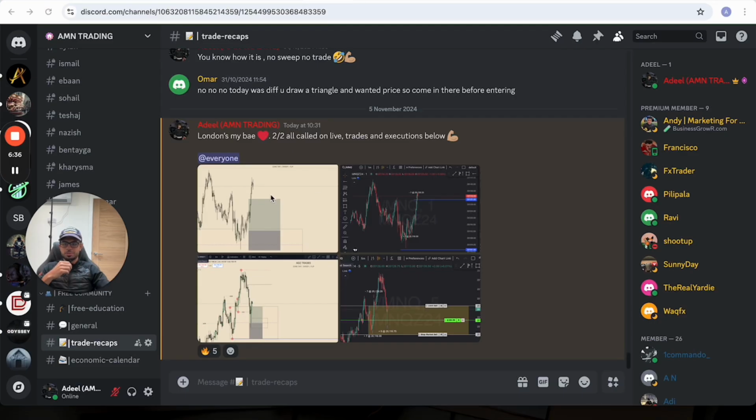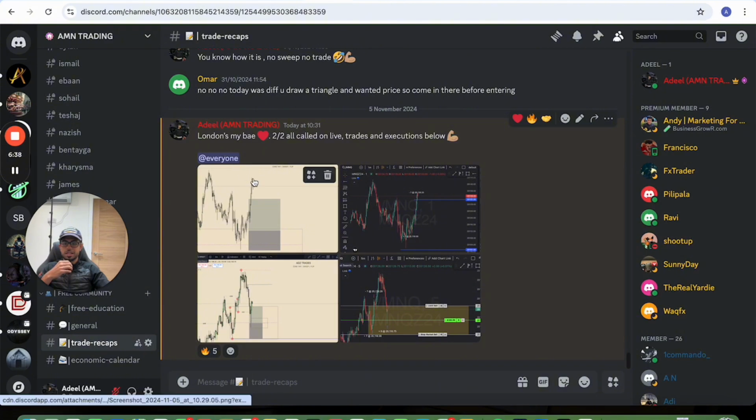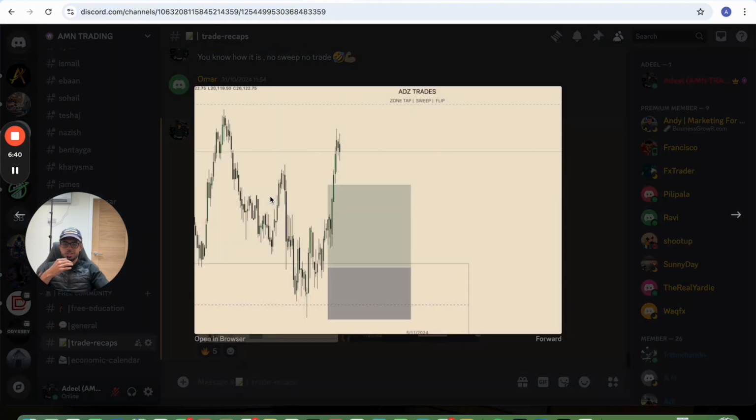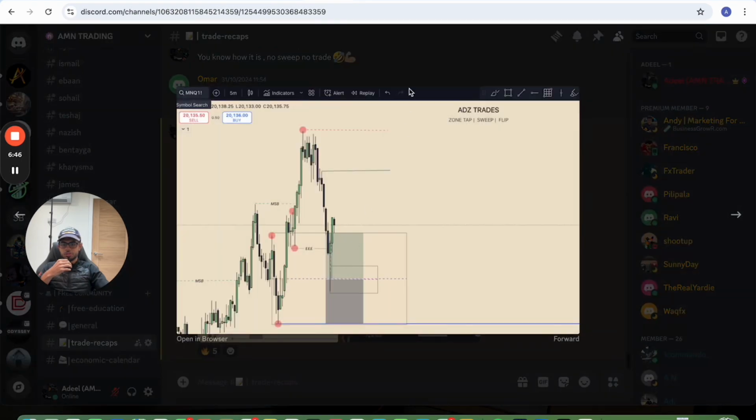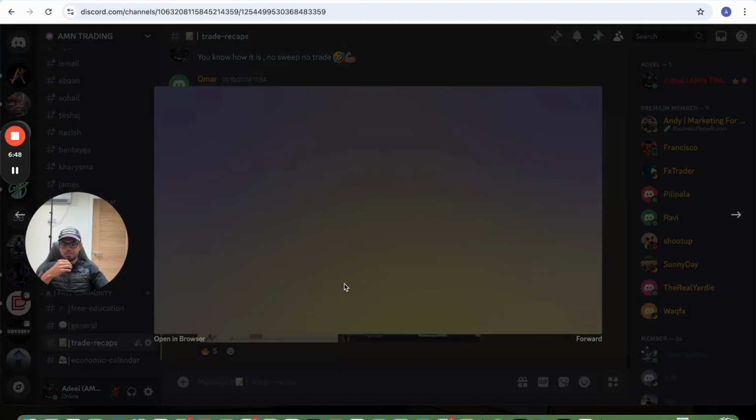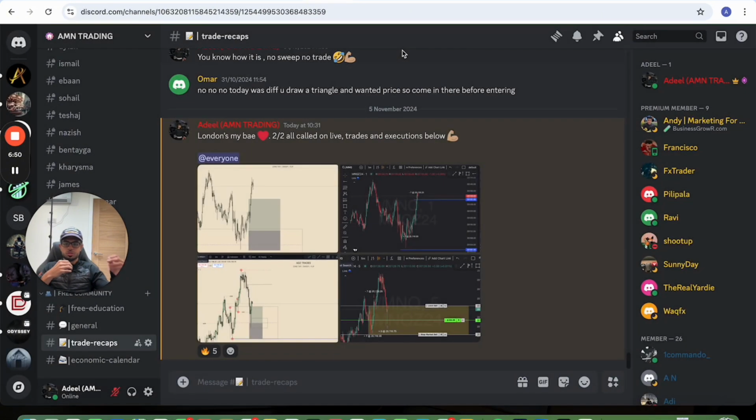A quick flex before I do that. You can see these are actually two trades I took today, using these exact concepts. That's the trade idea, that's the execution, that's the trade idea, that's the execution. And literally all I did was use swing points, SNDRs, and origin zones. I'll get into that now.